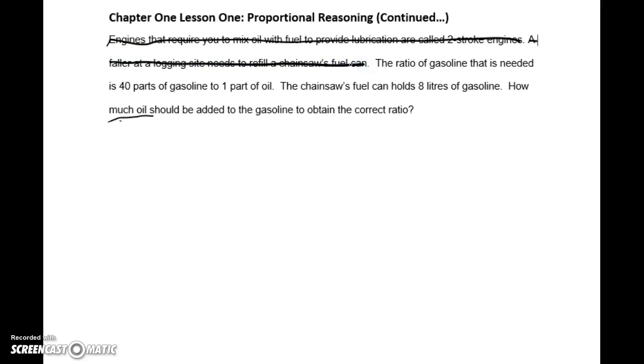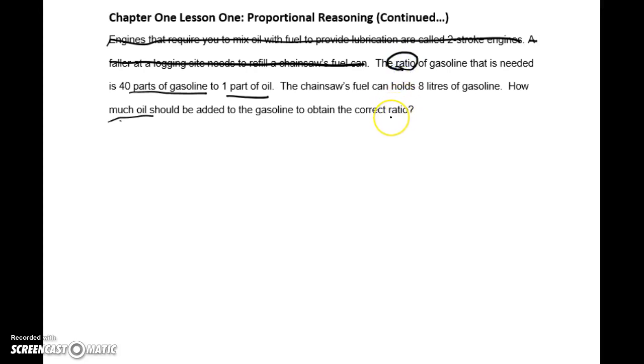And our next sentence says, the ratio of gasoline that is needed is 40 parts of gasoline to 1 part of oil. So this sentence here is actually very important for our question. And if you guys remember, we're talking about proportional reasoning, and that's usually where we're comparing two rates. So this right here is telling us we have a ratio, or a rate. And here it's telling us we have 40 parts of gasoline to 1 part of oil. So this one here, it's telling us we have a rate.